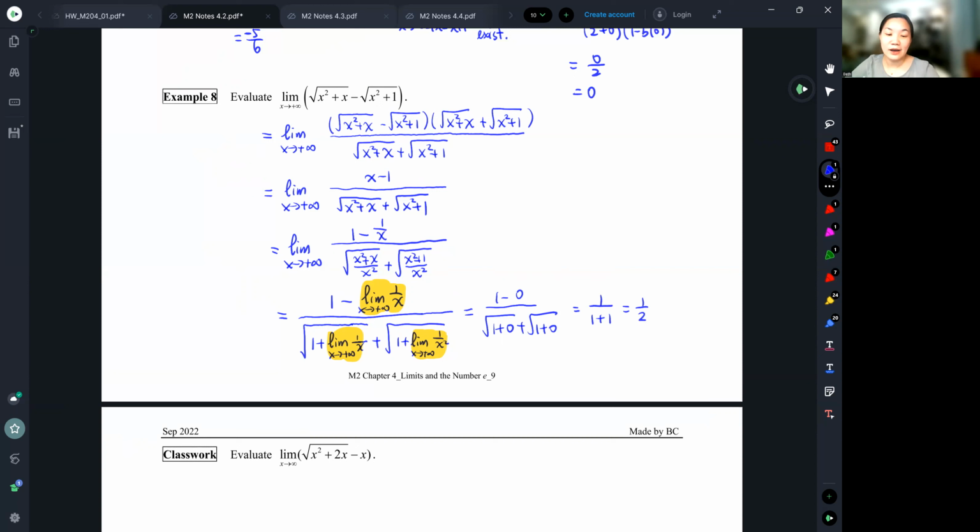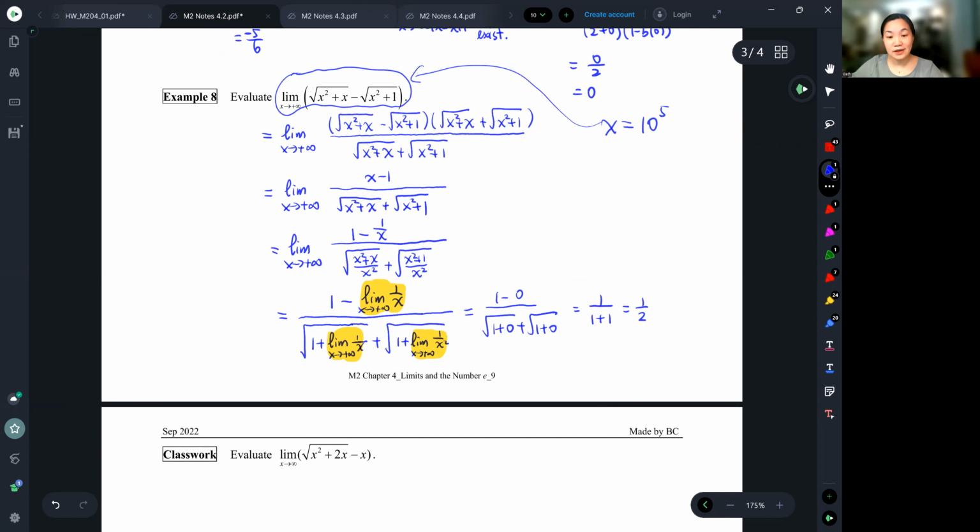So if you don't believe this is 1/2, I also talked about a trick that you can use with your calculator, right? But in this case, what can you substitute? You can substitute x equal 10 to the power 5 and put it in, and see if the answer is really very close to 1/2. You just input square root of open bracket 10 to the power 5 squared plus 1, plus 10 to the power 5, close bracket, minus square root of 10 to the power 5 squared plus 1, close bracket.